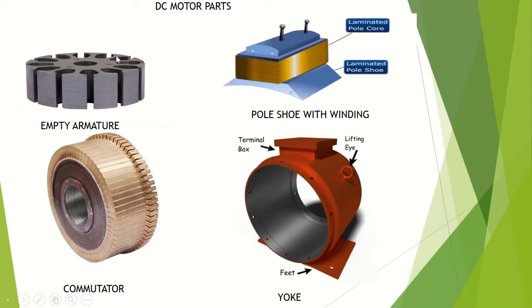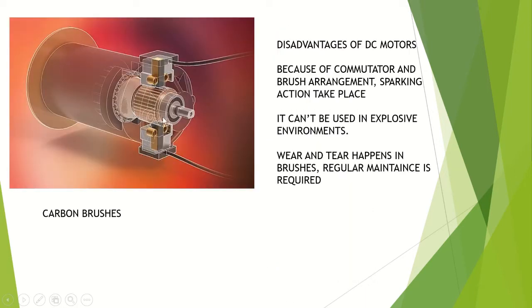This is the armature where we place the winding. This is the armature, and this is the pole shoe, and this is the commutator. Here the commutator is divided into segments. This is the outer covering of the motor. This is called the yoke, and the commutator receives the supply through the brushes arrangement.